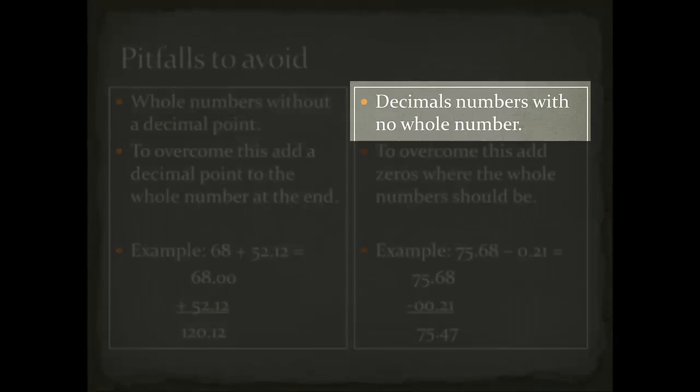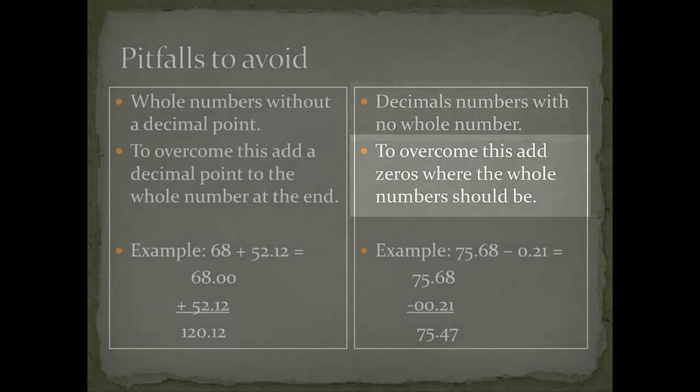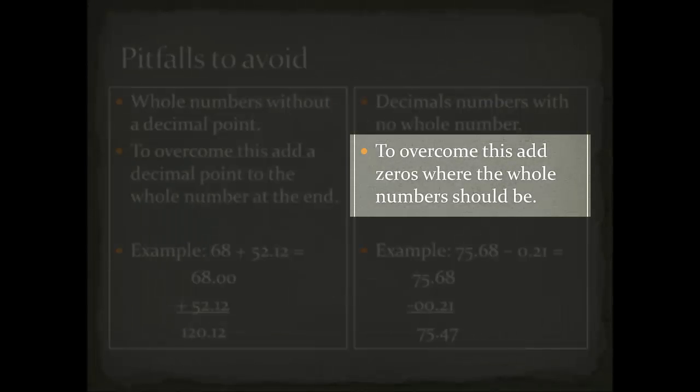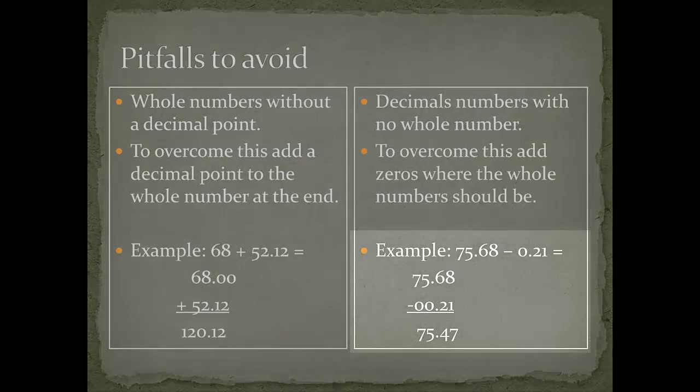The other pitfall to avoid is to watch out for decimal numbers that have no whole number. To overcome this, you can add zeros to the left of the decimal where the whole number should be to match whatever number you're adding or subtracting. So let's look at an example.